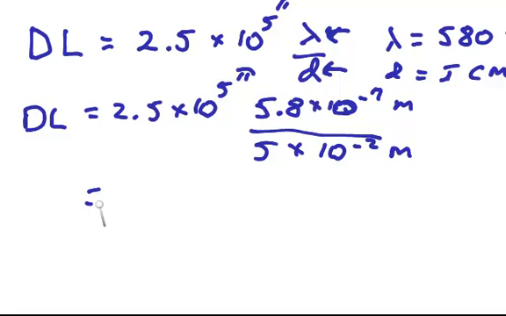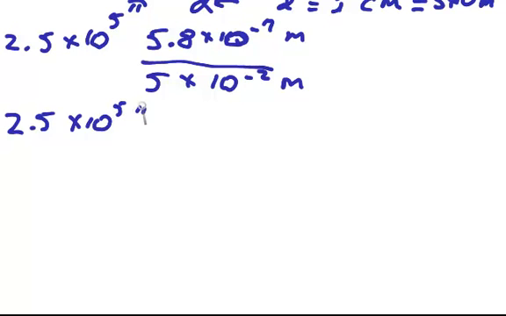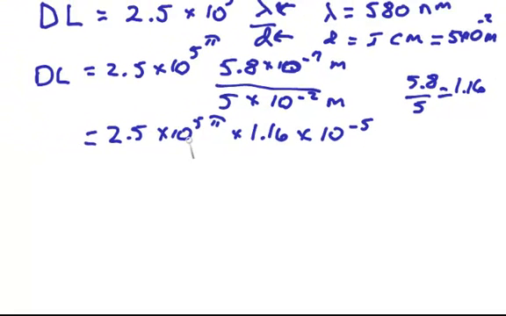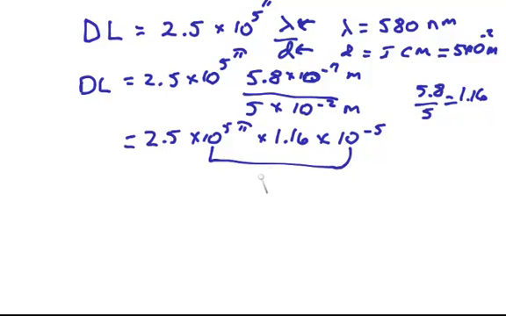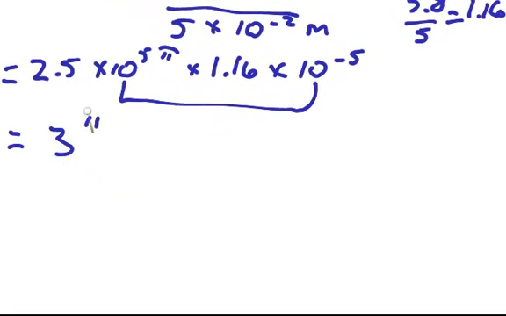So here's what we'll get. 2.5 times 10 to the fifth arc seconds times, if you divide out 5.8 divided by 5, that turns out to be 1.16. This will come out to be 1.16 times 10 to the minus 5. The minus 5 and the plus 5 cancel. 1.16 times 2.5 comes out to be something like 3 arc seconds.